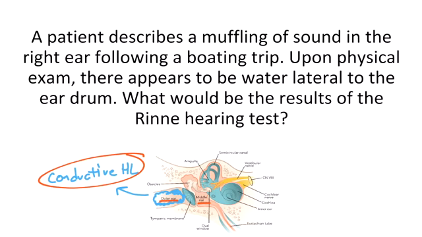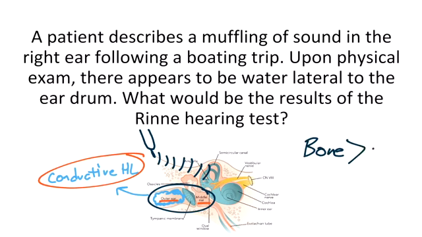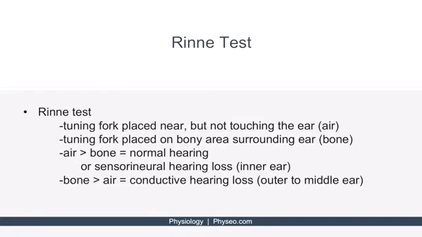louder when the tuning fork is placed on the skull, because the tuning fork is able to transmit the sound through the skull to the cochlea, essentially bypassing the middle and outer ear. So the result of the Rene test would be that in this right ear, the bone conduction would be greater than the air conduction. So to review, if a patient has anything disrupting the outer or middle ear, then they will have conductive hearing loss. So the Rene test would produce results that would show that the bone conduction is louder than simply air conduction.